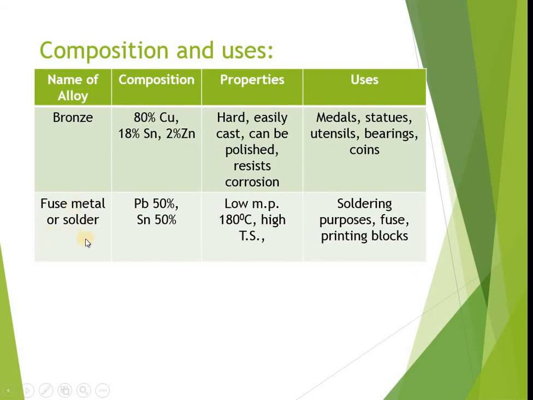Then is the fuse metal or solder, which is used for joining wires in electrical connections. Here lead and tin are in 50% amount each. It has a low melting point of about 180 degrees Celsius and high tensile strength. TS is the tensile strength. Tin lowers the melting point. Used for soldering purposes, fuses and printing blocks.